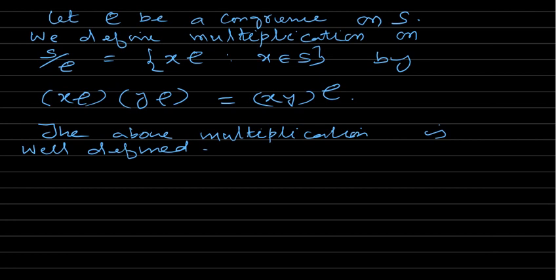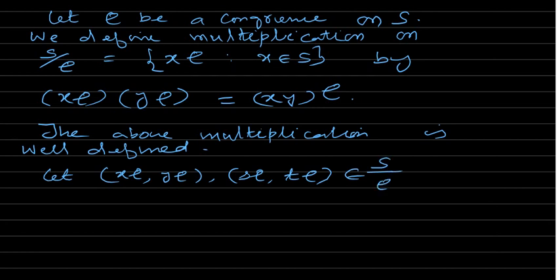So let's choose two elements, say x rho, y rho and s rho, t rho belonging to S over rho cross S over rho such that they are equal. x rho y rho is equal to s rho t rho.